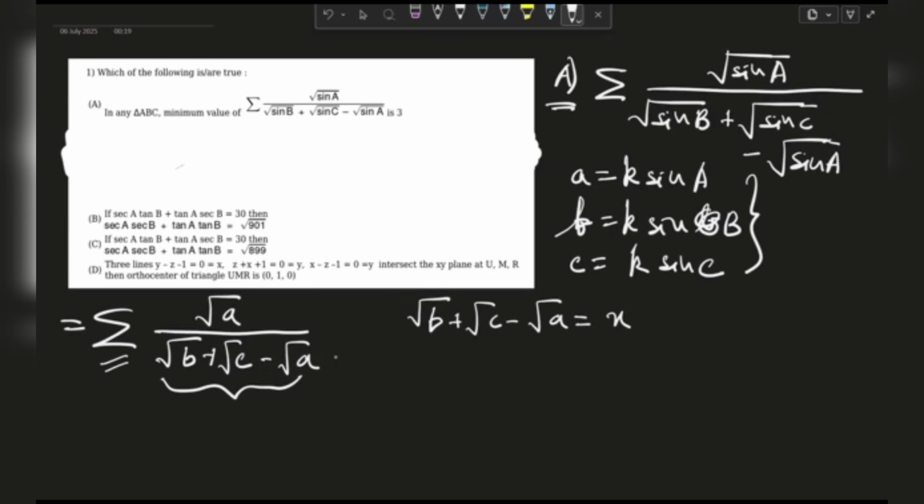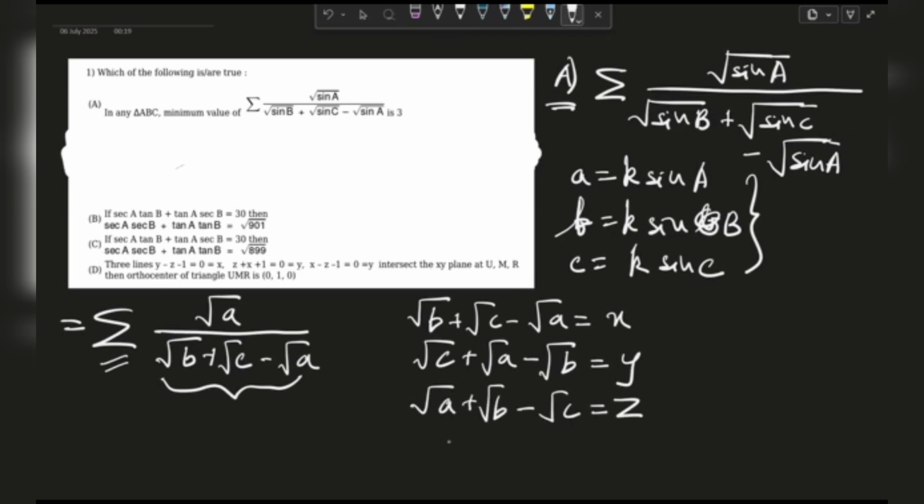So basically I am writing the denominators of all these three terms, which is easy to determine. Let root c plus root a minus root b be y, and let root a plus root b minus root c be z. Now I will add up these three. You can see one root a, root b, root c will be remaining. So this thing is equal to x plus y plus z.